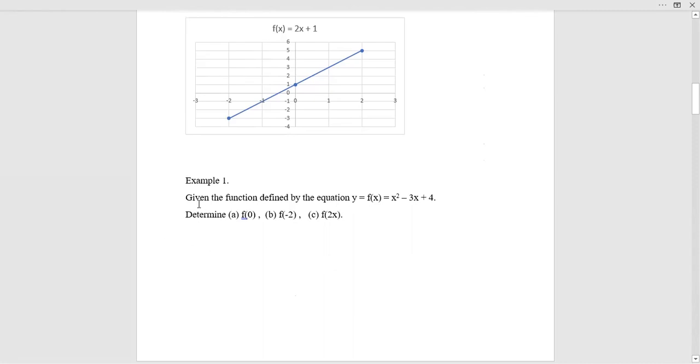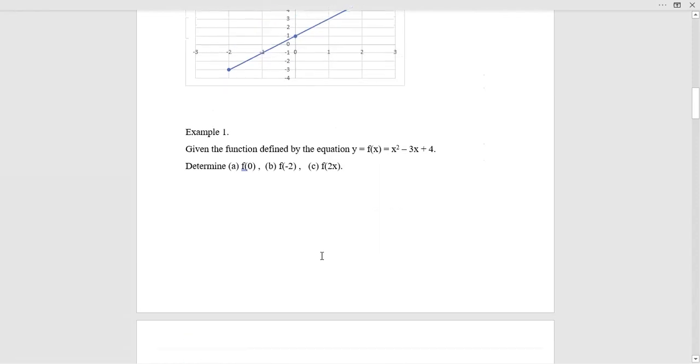Okay, let's do this example 1. Given the function defined by the equation y equals f of x equals x squared minus 3x plus 4, you don't have to write y equals f of x equals this. You can eliminate this y and say f of x equals x squared minus 3x plus 4. Now, we want to find these function values. Let's see how to do that.